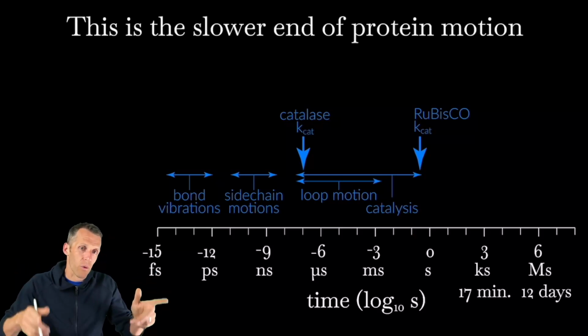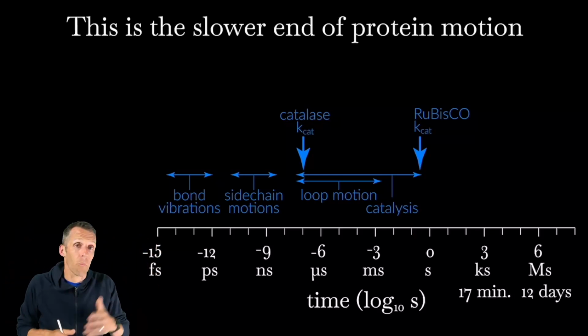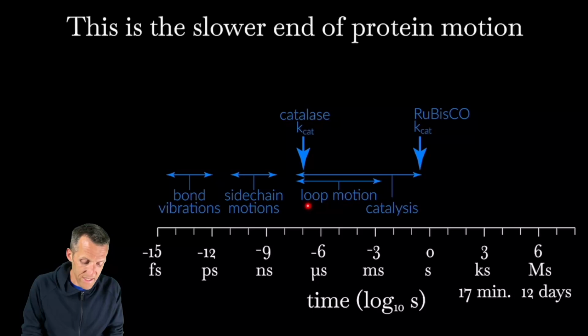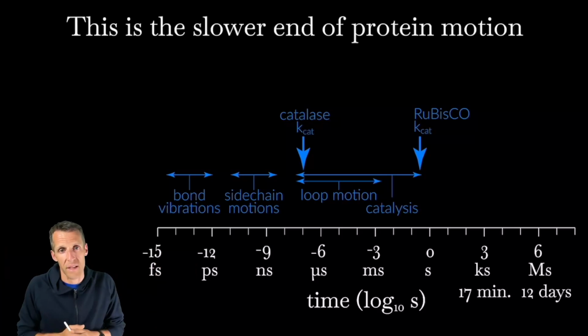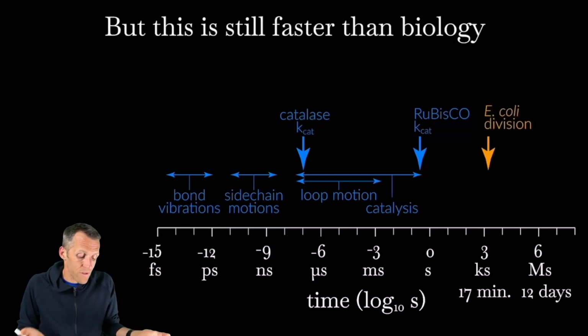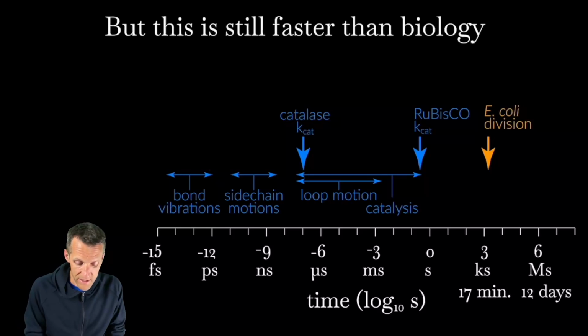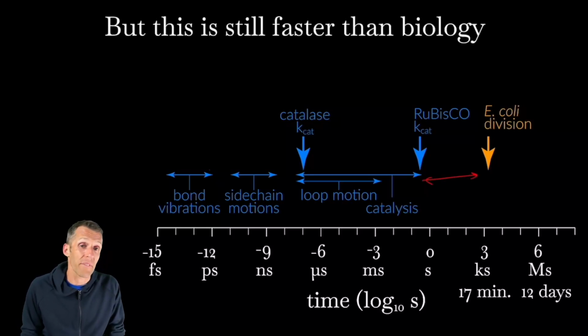And also just as useful mileposts in your mind, we can think of catalase as one of the fastest enzymes over here, and Rubisco is one of the slowest, and you can see these are the things that they peg out. But what's interesting is this is all way faster than biology still. So, right, the slowest enzyme is still quite a bit faster than, say, a cell dividing.